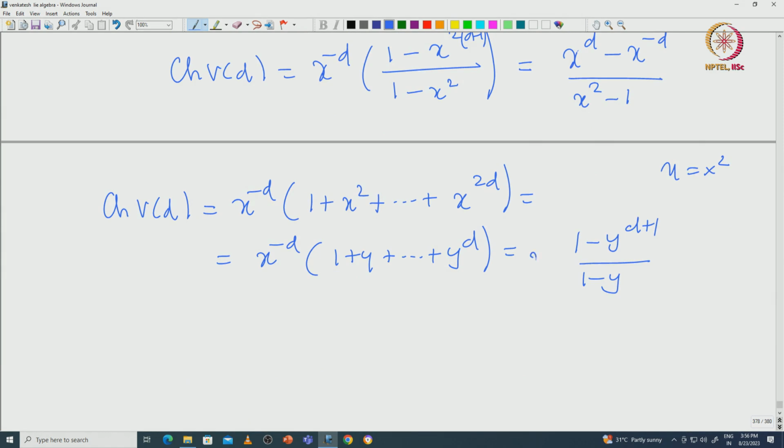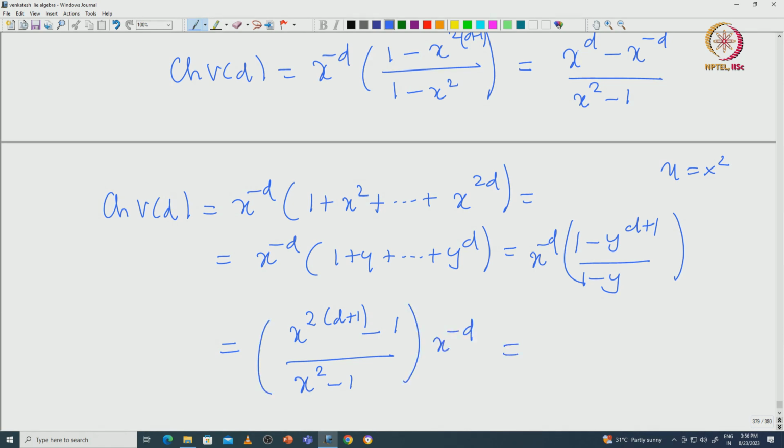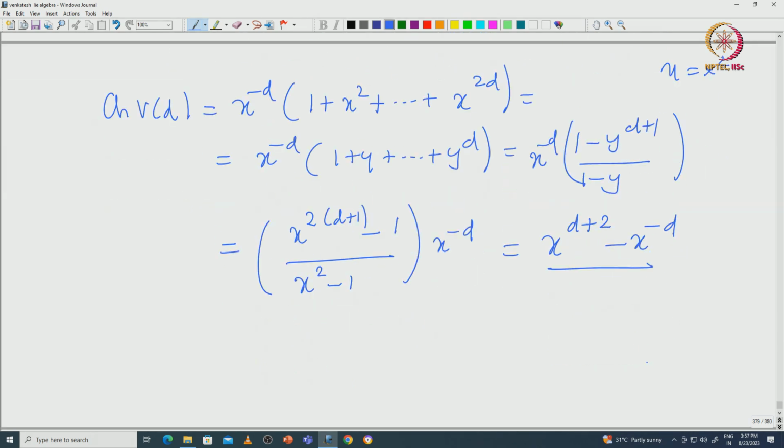So, into x power minus d. If you rewrite this, it is x power d plus 2 minus x power minus d divided by x squared minus 1.